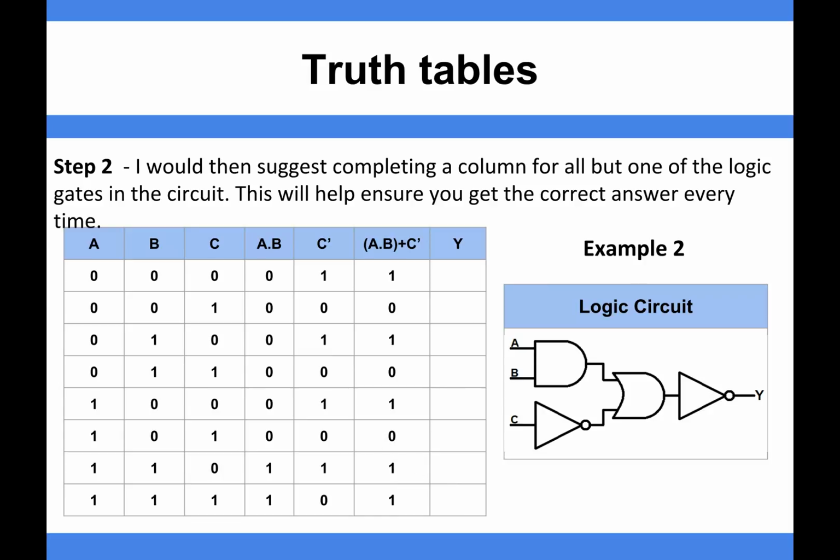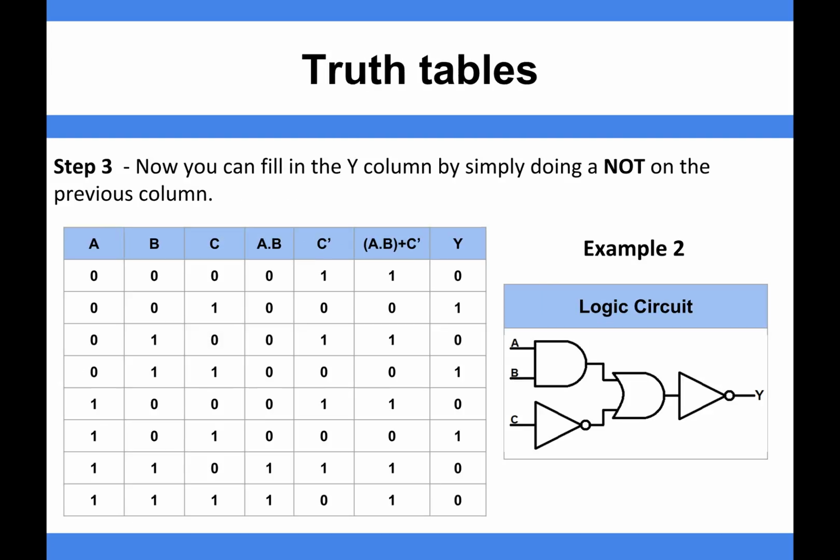Once I've got that, if we think what's our final gate? Well, our final gate's a NOT gate. So we've just done that one. So our NOT gate just inverses that one. So our Y is just an inverse of that column there. And it's done. So now we've done a truth table on a logic circuit and a Boolean expression.